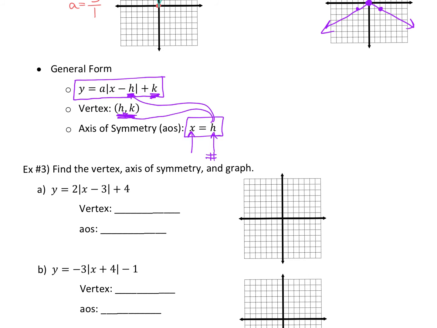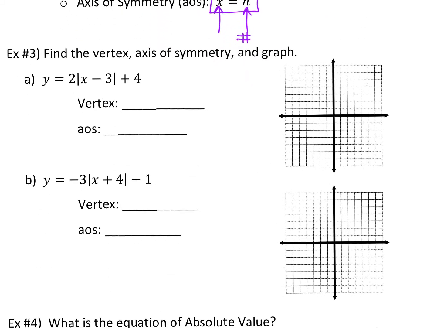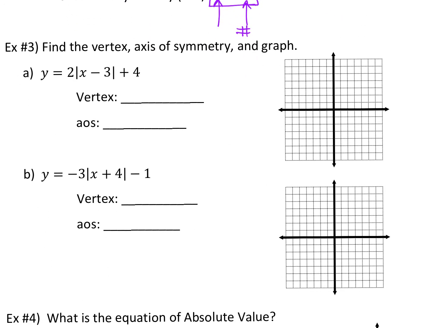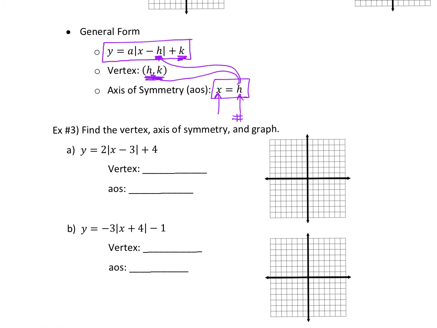Okay? So let's break this down one piece at a time. I think you're gonna love it. I love it. So find the vertex, find the axis of symmetry, and then graph it. Where you have to be a little bit careful here is notice your general form is subtraction. It's x minus h. So if this is x minus 3, what is h?